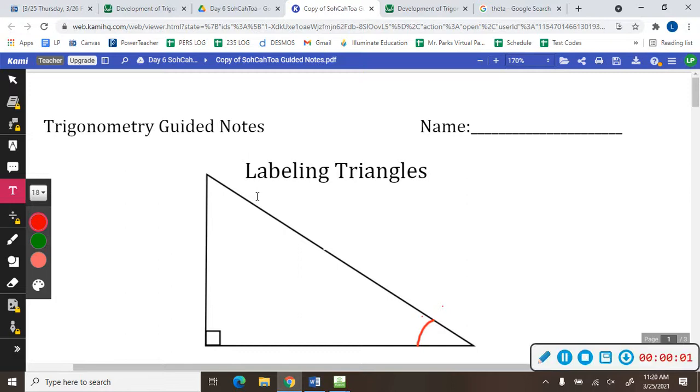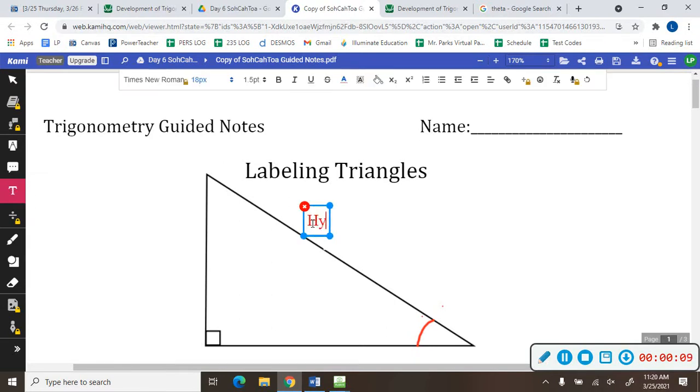So the first thing you need to know is how to label a triangle. And the thing to remember is that this will always be your hypotenuse. And you only talk about hypotenuses when you have a right triangle. Now, they will tell you which angle is your reference angle. It'll either be this one or it'll be this one. Let's say it's this one. So let's say this is your reference angle.